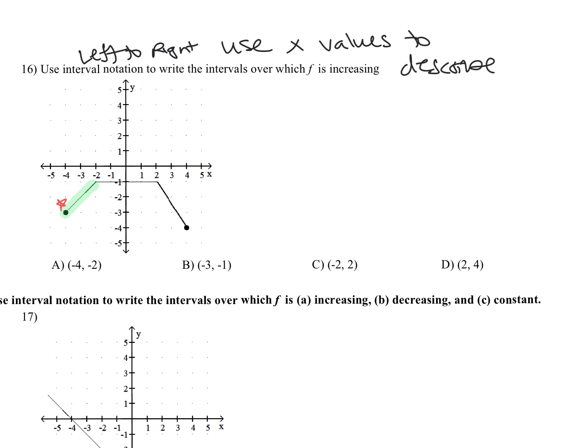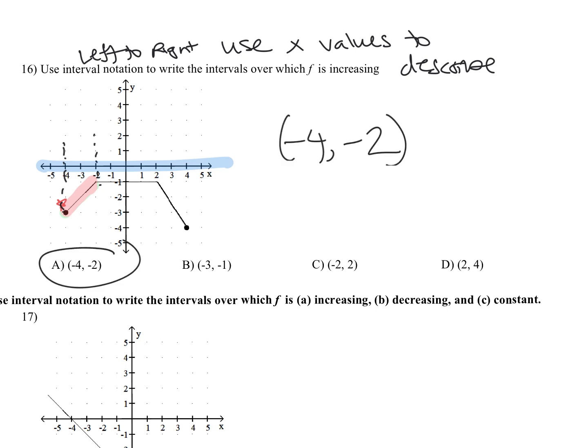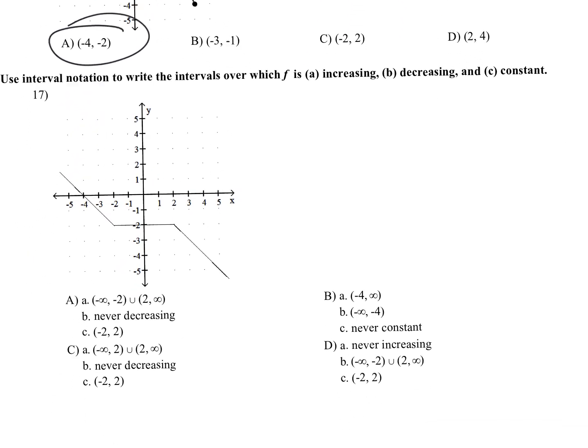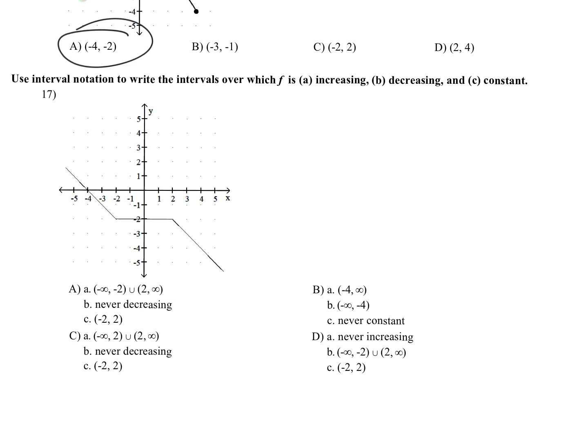So really, we're trying to describe from here to here. We're going to use our x values, right? Our x axis to describe that. Okay, so that little sliver here is from -4 to -2. And with intervals of increasing and decreasing, we don't use brackets ever. So you can see that's not even a choice. Okay, cool.